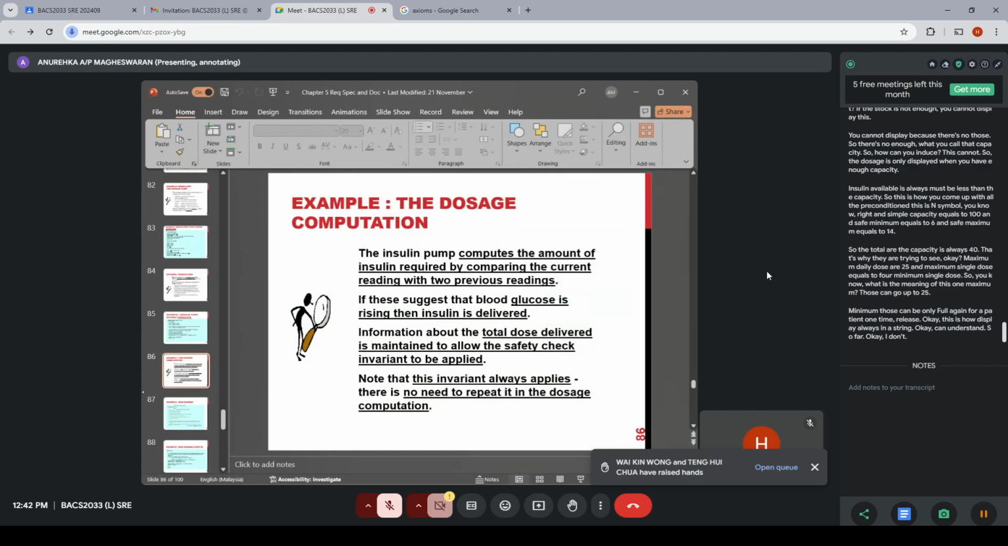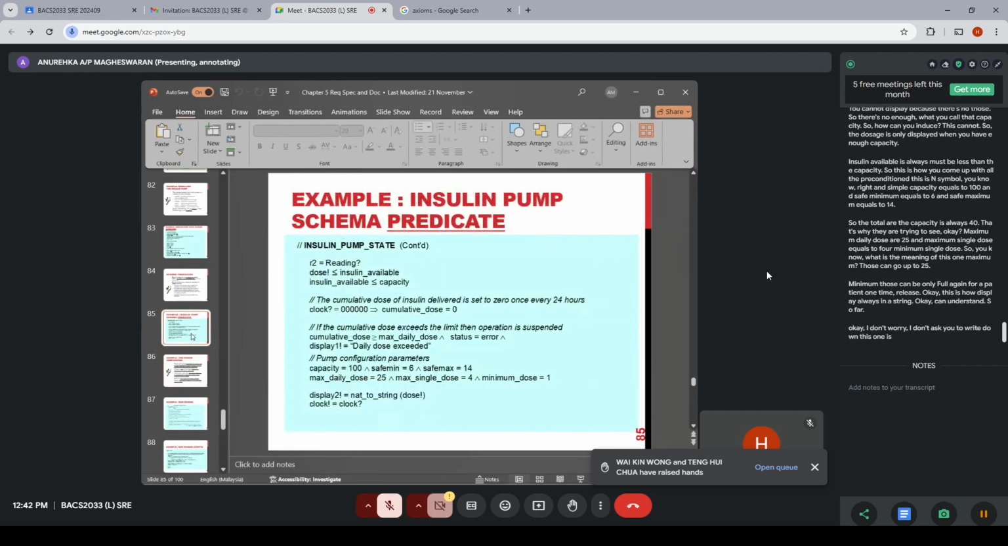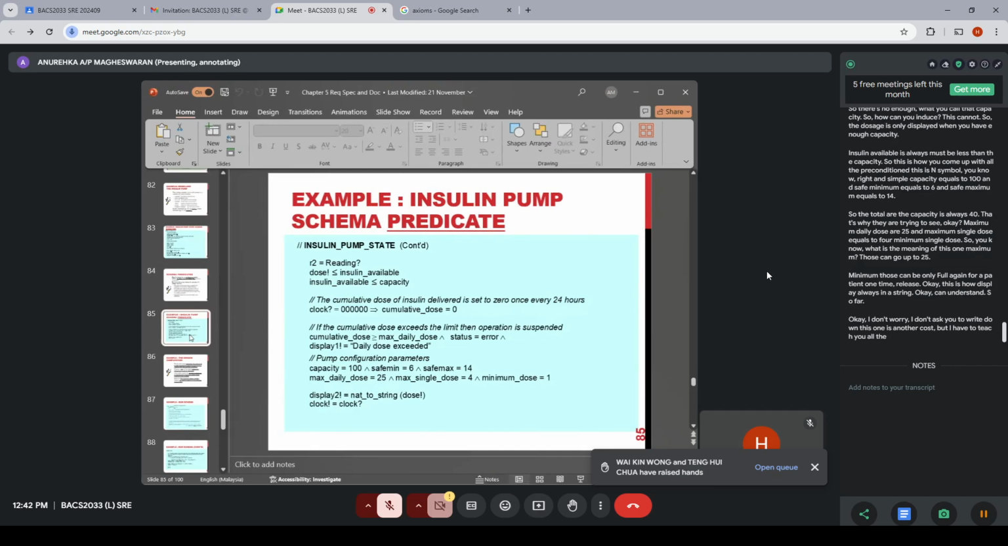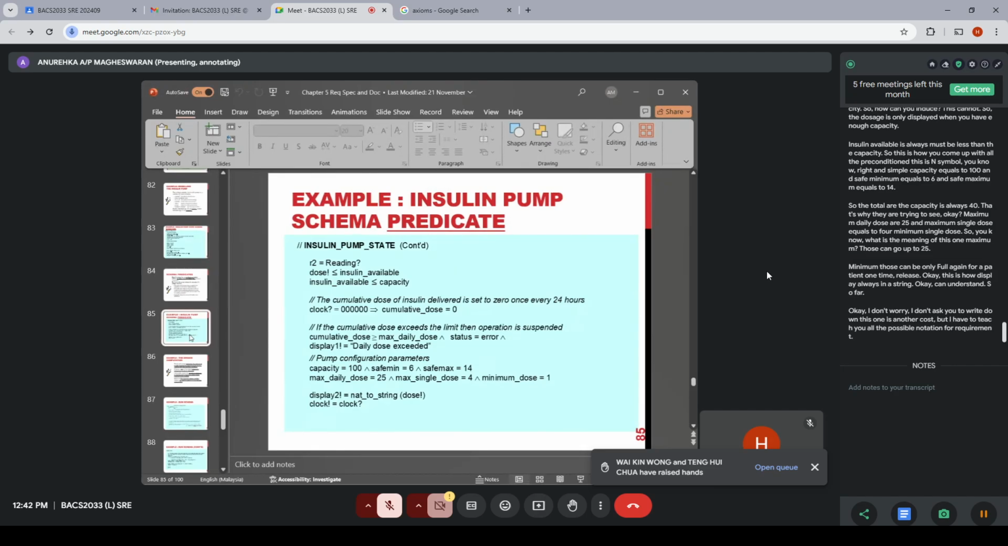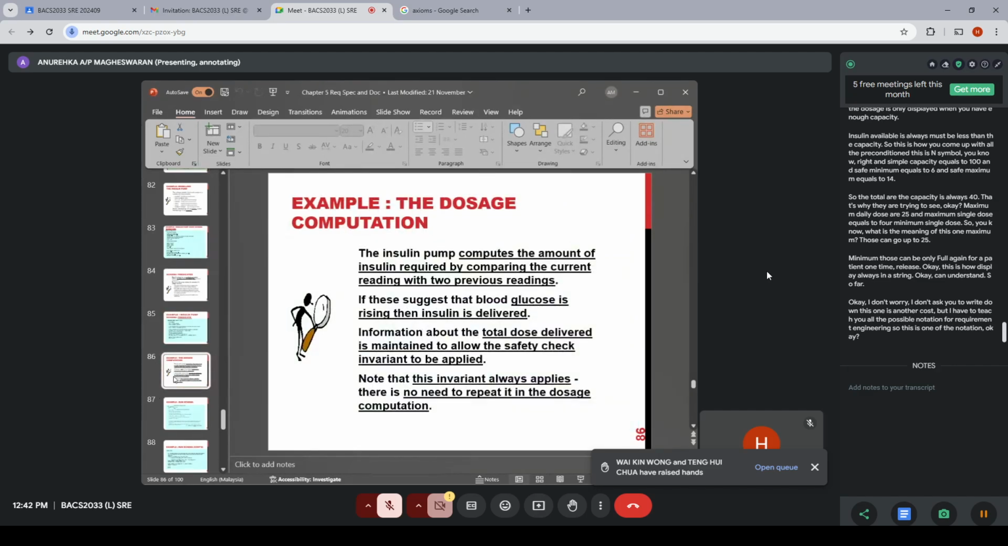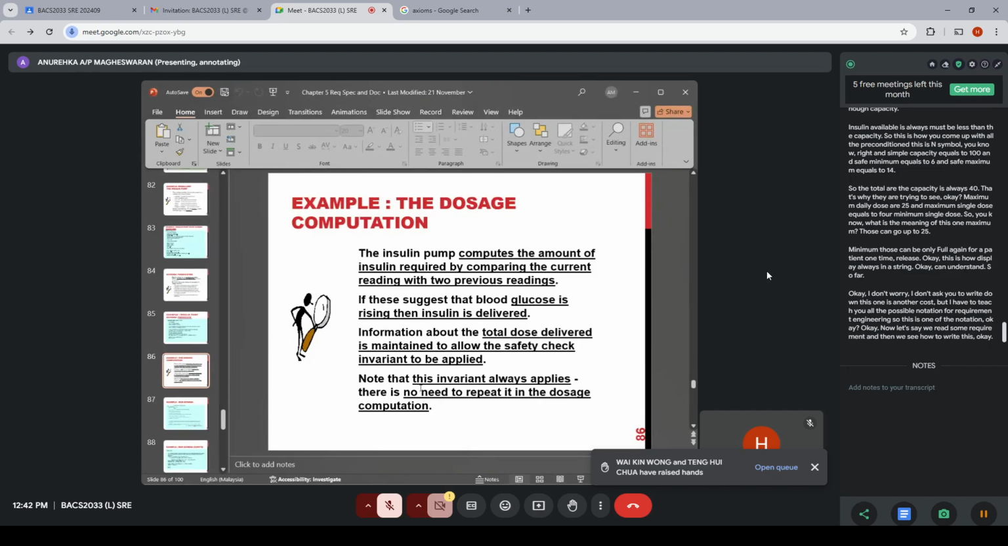Okay. Don't worry, I don't ask you to write. This one is another course. But I have to teach you all the possible notations for requirement engineering. So this is one of the notations. Okay, now let's say we read some requirements and then we see how to write this in mathematical notation.